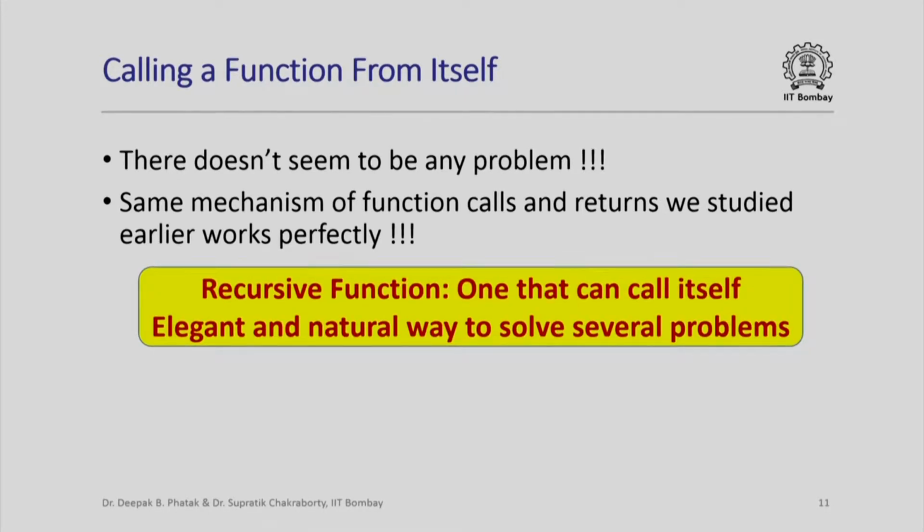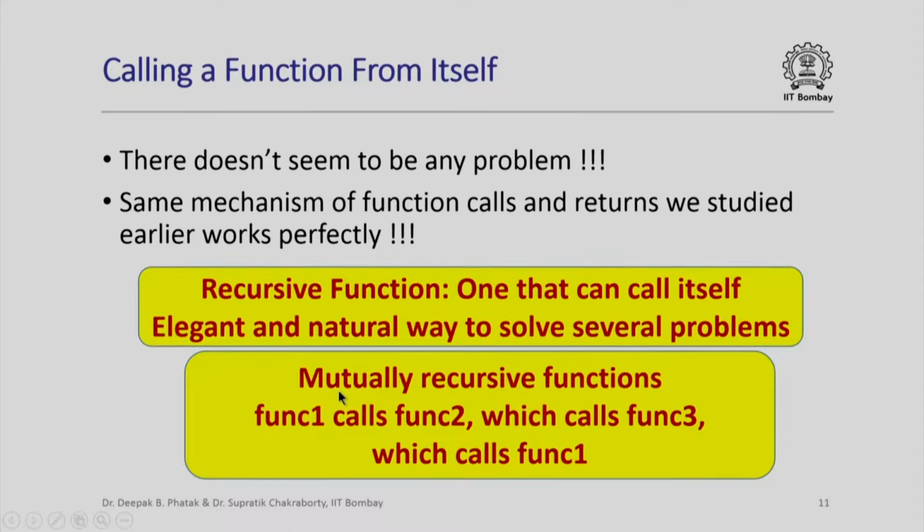And this is good because this means that we can now allow functions to call themselves, and such functions that call themselves are also called recursive functions, and we will see shortly that they often provide an elegant and natural way to solve several problems. We could also have mutually recursive functions. In this case, a function does not call itself directly, but one function calls another one, which in turn may call a third one, and the third one in turn may call the first one back. So basically we have a cyclic chain of functions calling each other such that the cycle is completed. Eventually each function gets called from itself through this cycle.